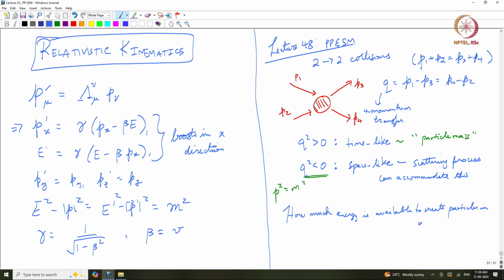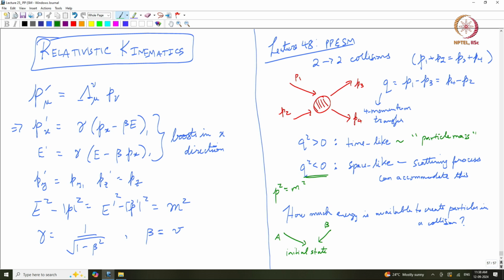Create particles in a collision, and let me draw one more picture to show this a bit more intuitively. What I am drawing here is the initial state of the collision. A and B are two different species that are coming in.